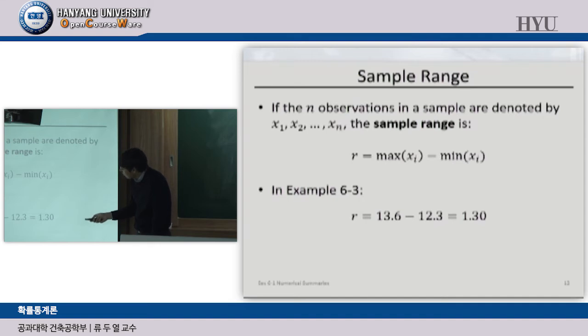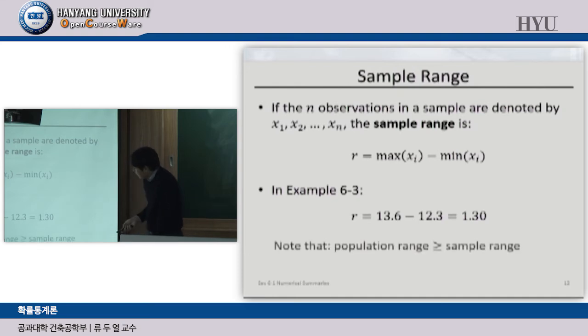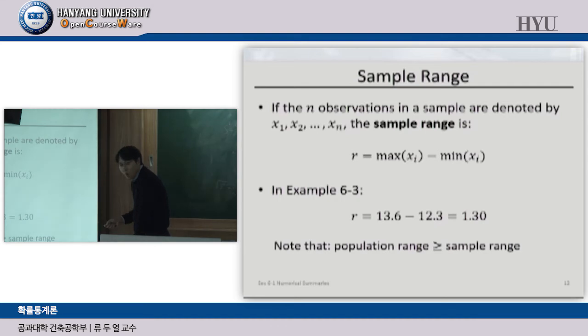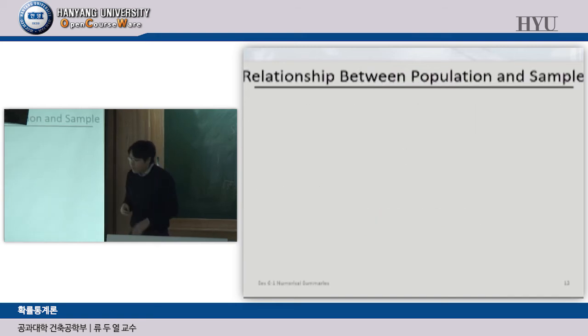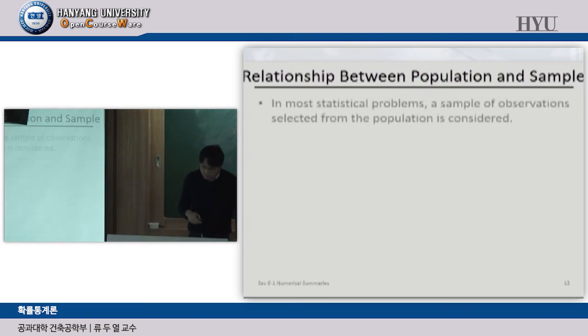So based on this sample range, we can presume the scatteredness of the data points, simply. And note that the population range should always be larger than or equal to the sample range. Why? Because the sample is a part of the population. So always the population range is larger than or equal to the sample range. And this is the relationship between the population and the sample.